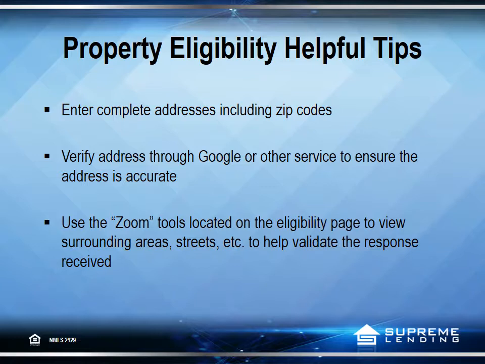Here are some property eligibility helpful tips. Be sure to enter complete addresses, including zip codes. Verify address through Google or other service to ensure the address is accurate. And utilize the zoom tools located on the eligibility page to view the surrounding areas, streets, etc., to help validate the response received.